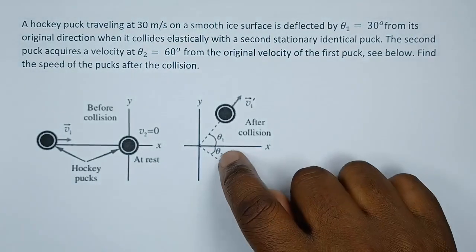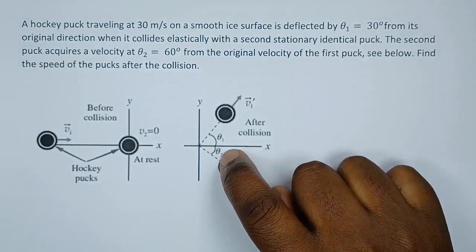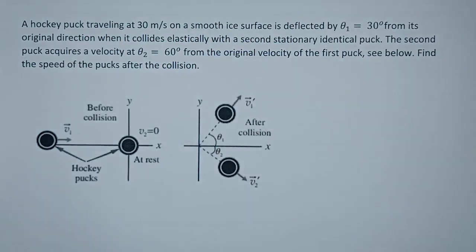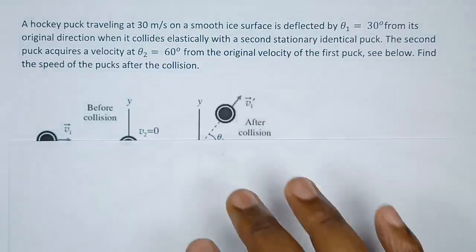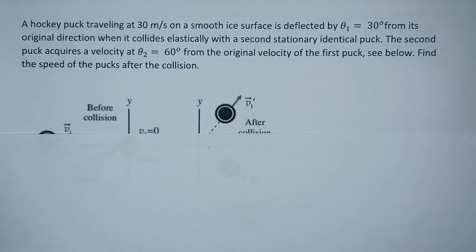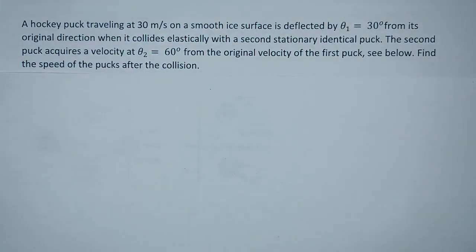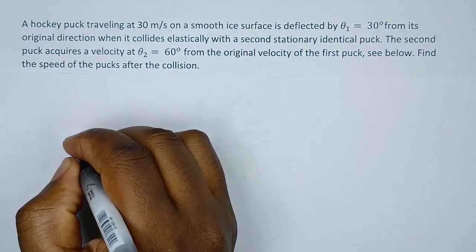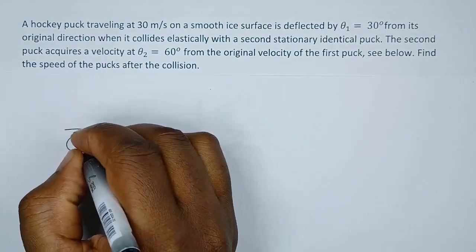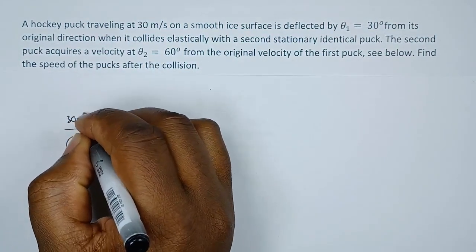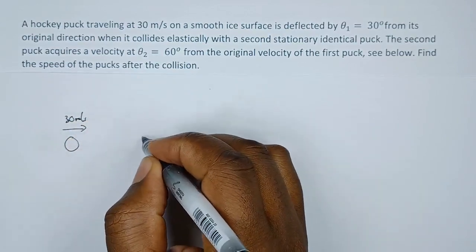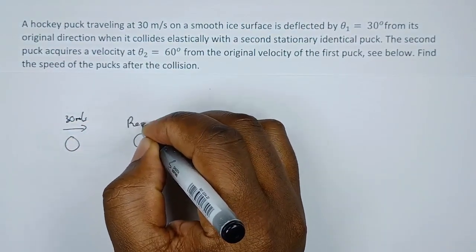So the angle for the second puck is 60. The angle for the first one is 30. So let's just draw it here so that you understand what is actually going on. So basically this is what we have. We have the first object, which was moving at 30 meters per second. So it hit this other object, which was at rest.